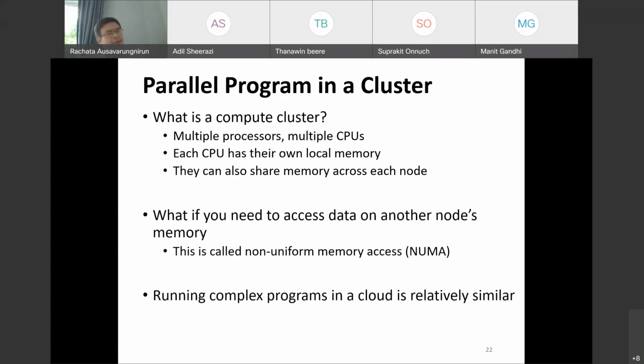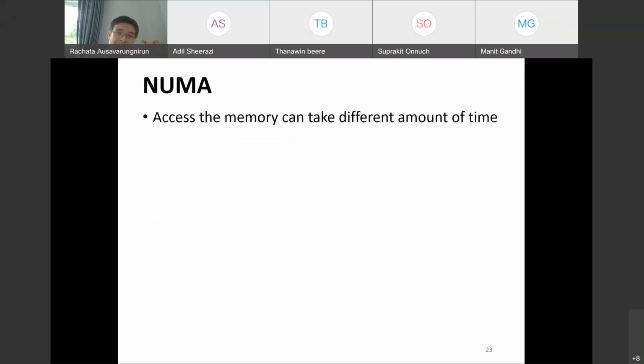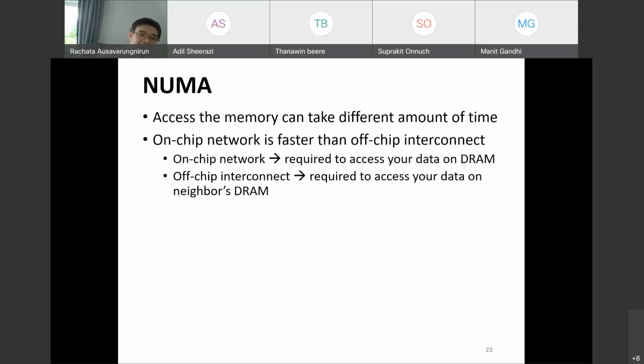And running complex programs in the cloud is relatively similar, right? This is basically outside of the scope of this class. I still want to talk about it a little bit anyway. These slides will not be on your exam, but I'm going to explain NUMA a little bit. Think about it this way, it's called non-uniform memory access, right? When you access the memory, it can take a different amount of time, right? And when you have cluster computing, you have this thing called off-chip interconnects.